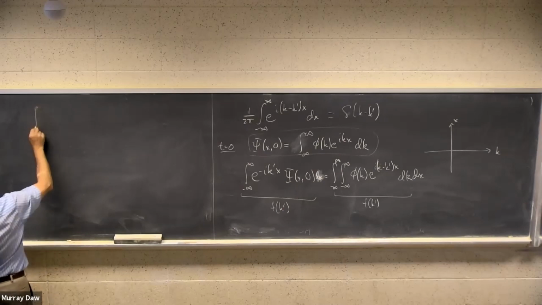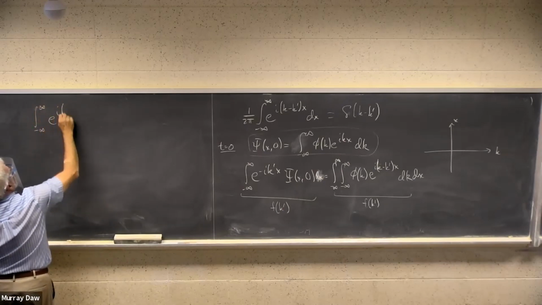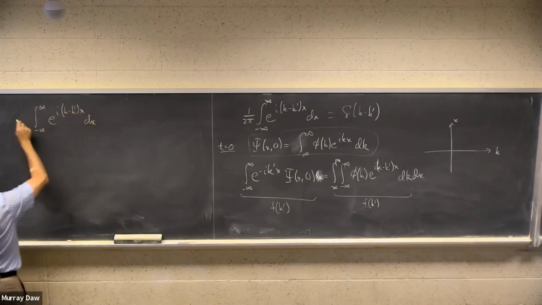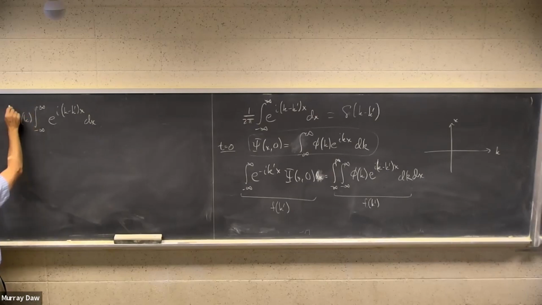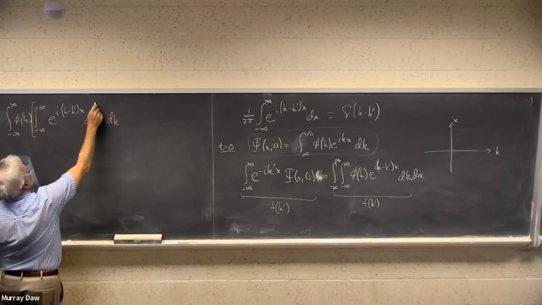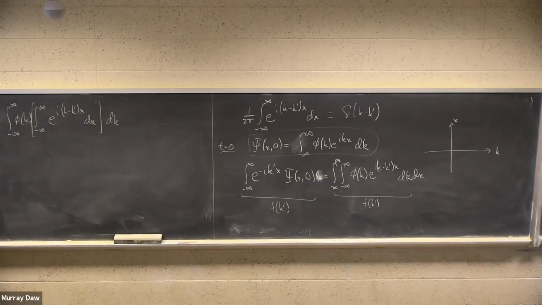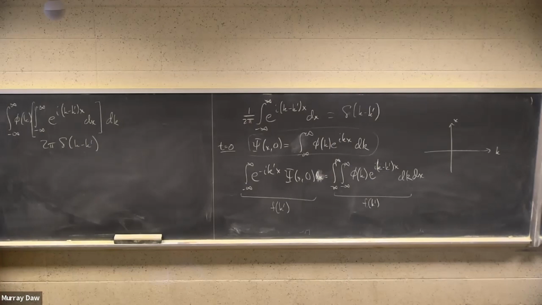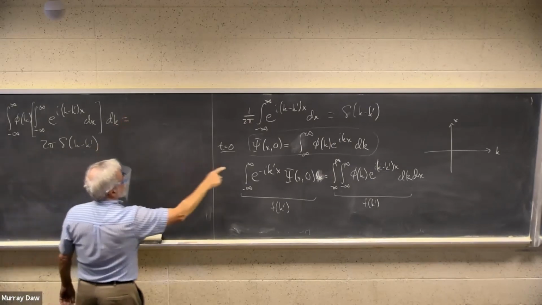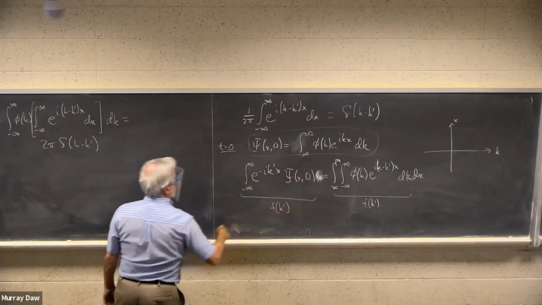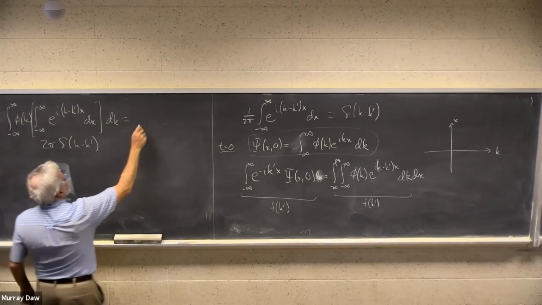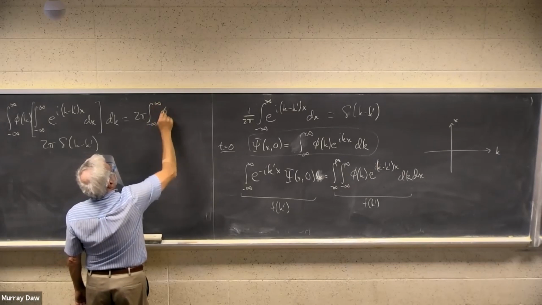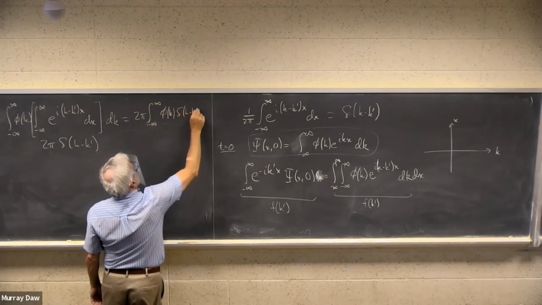Okay. So I'm going to do the integral over x first. So I have e to the i k minus k prime x dx. But phi of k doesn't depend on x. So I can pull it out of that integral. I can do this integral first. Well, bingo. This is 2 pi times the delta function of k minus k prime. This integral here is then equal to this. Okay, so then we have 2 pi times phi of k times delta of k minus k prime. Okay.